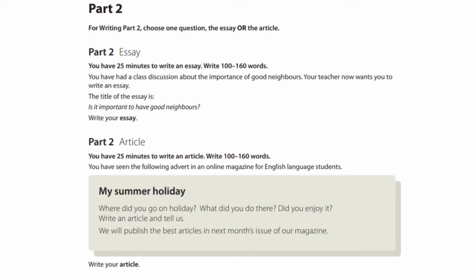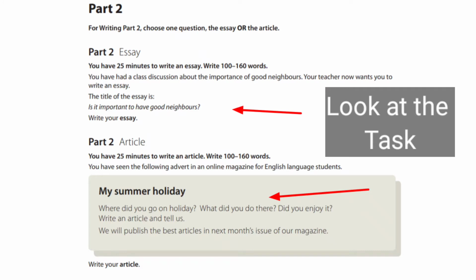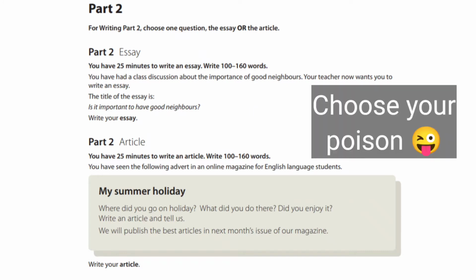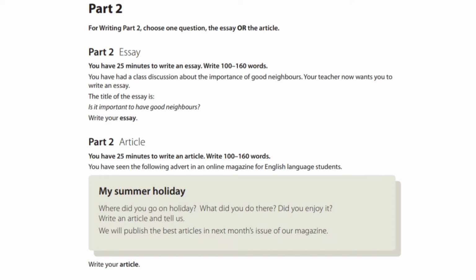In any case, you've got 25 minutes to complete whichever you choose, and you must write between 100 and 160 words. Remember, you can easily achieve this by making short, precise sentences, answering those prompts. If you choose the essay, make sure that your story makes sense and that it goes around the title that they've given you. And if you choose the article, make sure that it goes about the instructions given.